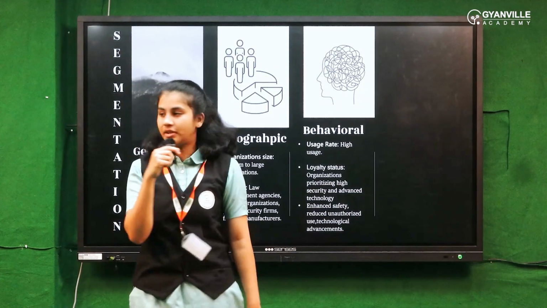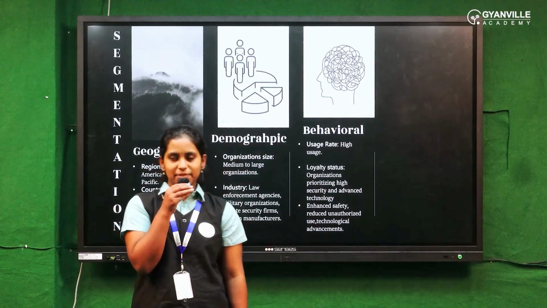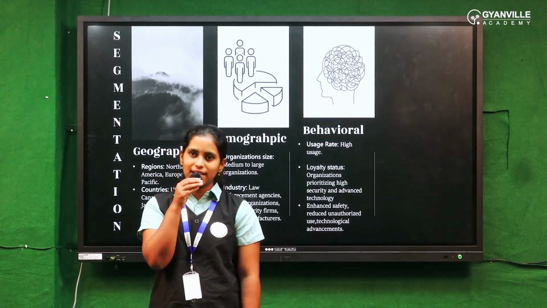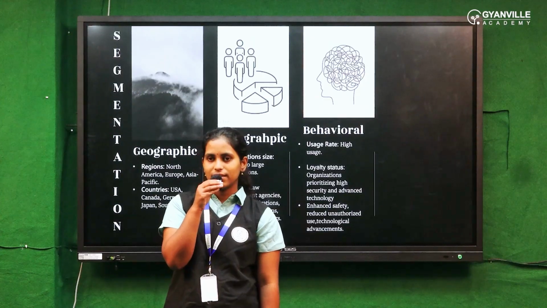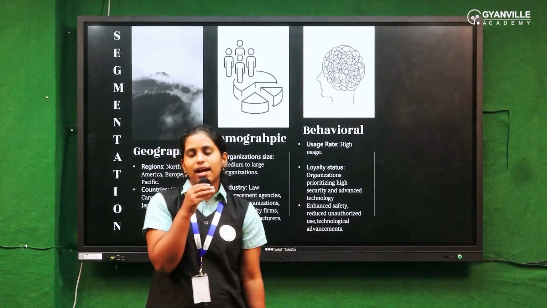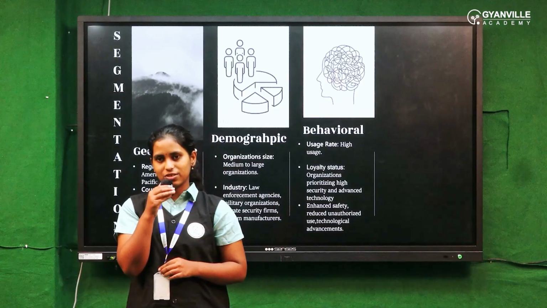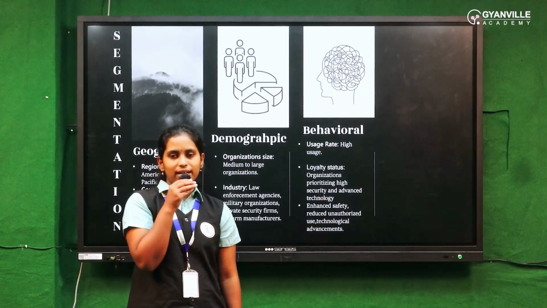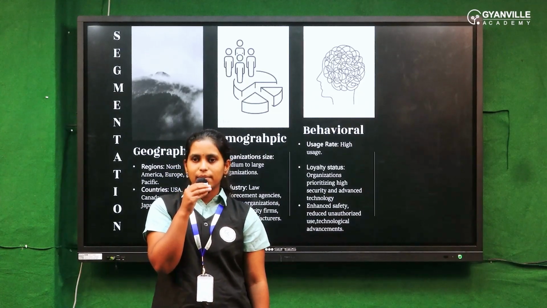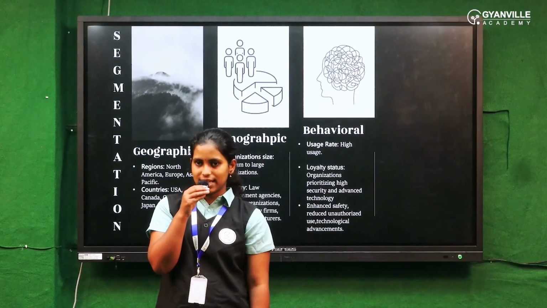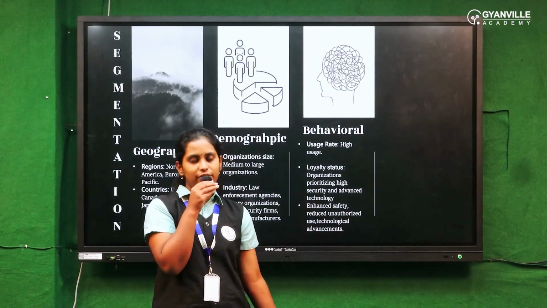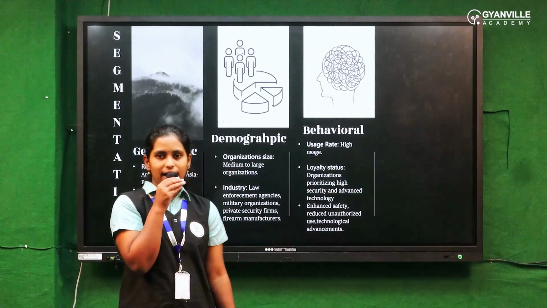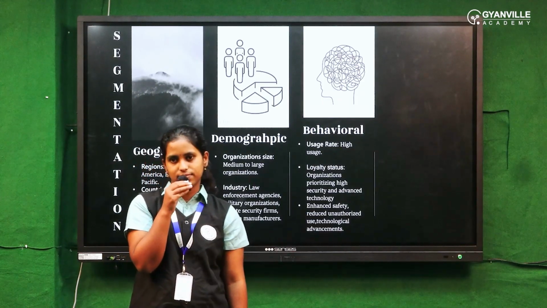And let's go with the segmentation, targeting, positioning (STP) process. Coming to segmentation, it generally means classification of the population based on different aspects, namely geographic, demographic, and behavioral. Under geographic, we classify the population based on the country and region they belong to. When coming to demographic, we classify the population based on industry and organization size. And when we come to behavioral, we classify the population based on usage rate and loyalty status.